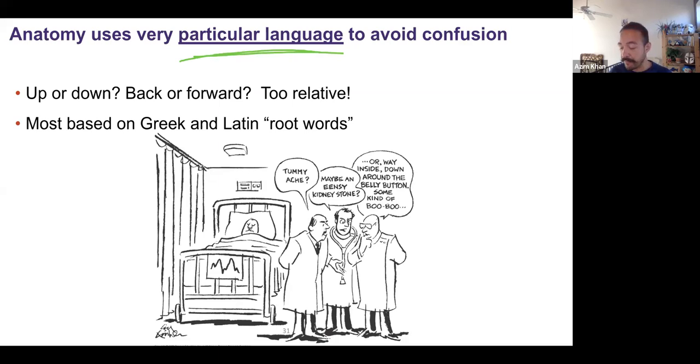So we need to know some very specific words that we're going to learn here, how to describe different directions and locations. Once again, the anatomy words that we use are mostly Greek and Latin based. That's just how our foundation has come to be. So you'll notice that most of them are Greek or Latin.